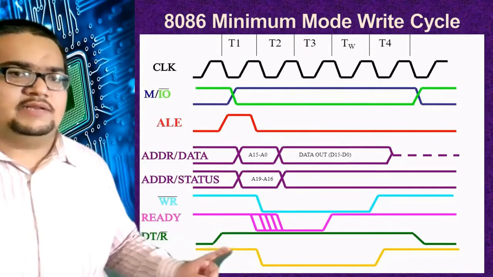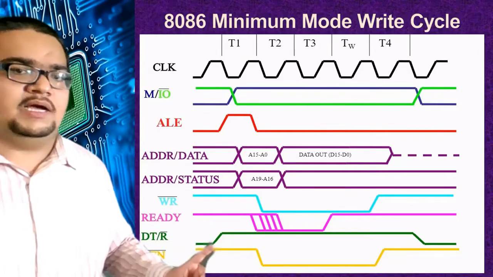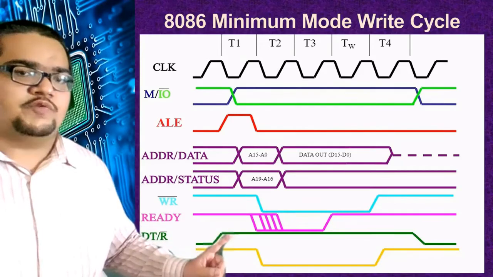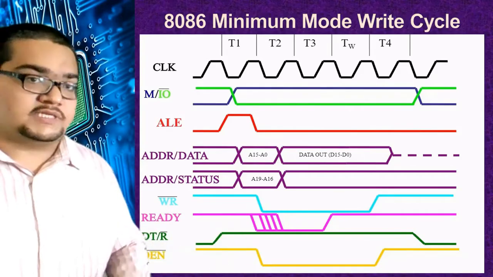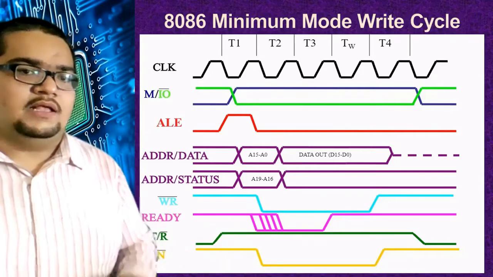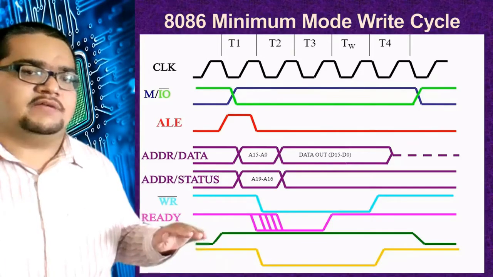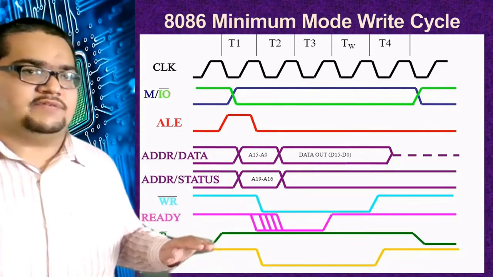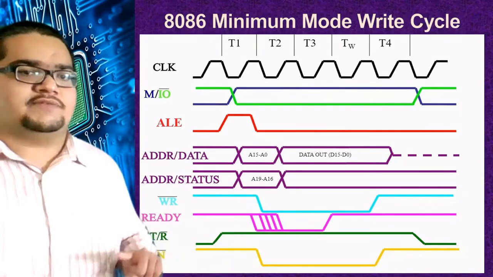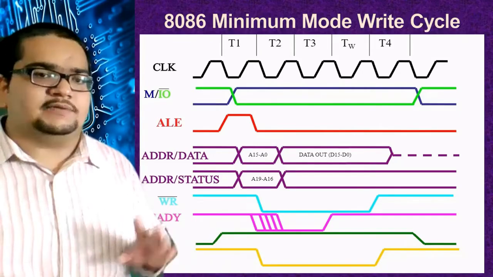Okay. And then here you see that DT/R bar is becoming high here. So when it is becoming high, it indicates that the processor is transmitting. When it is high, processor is transmitting. When it is low, processor is receiving. In the earlier one, the processor was receiving. In this, the processor is transmitting.